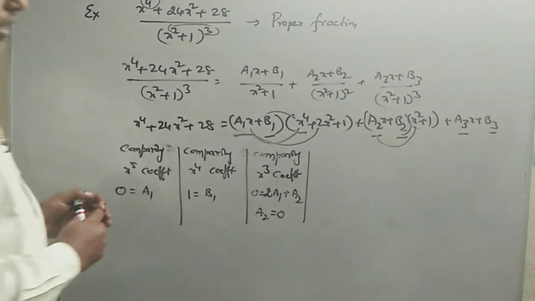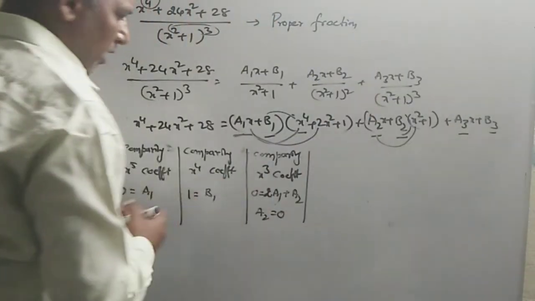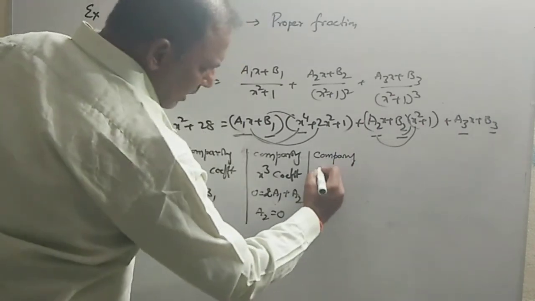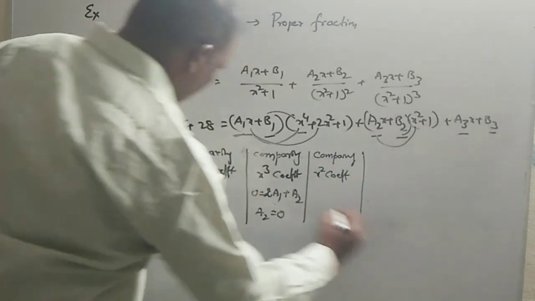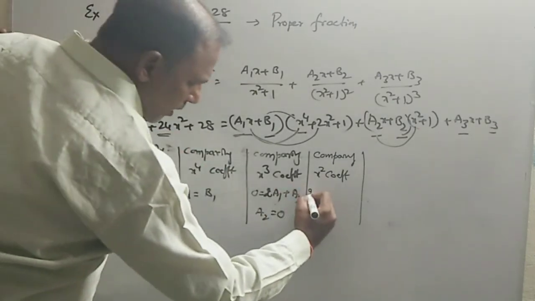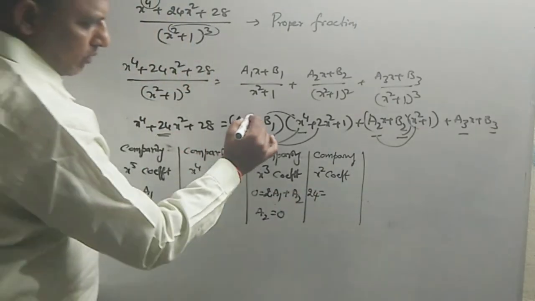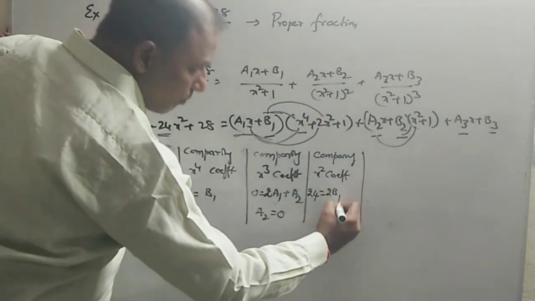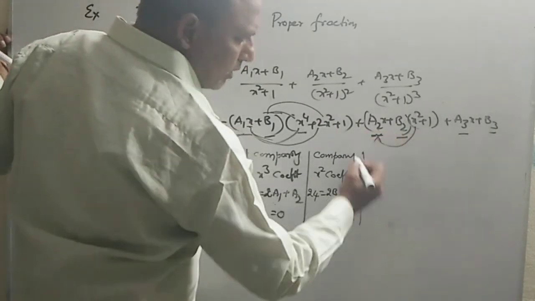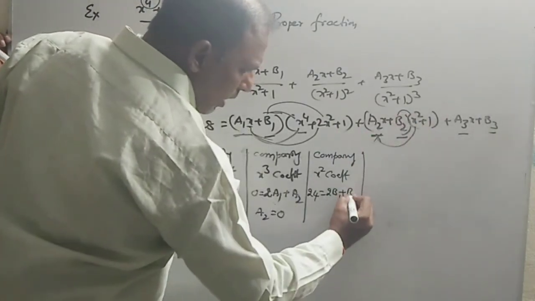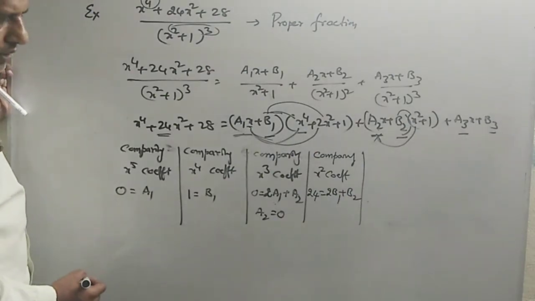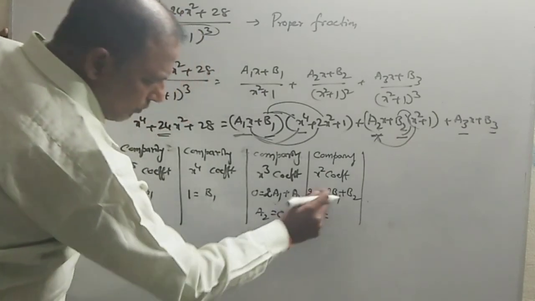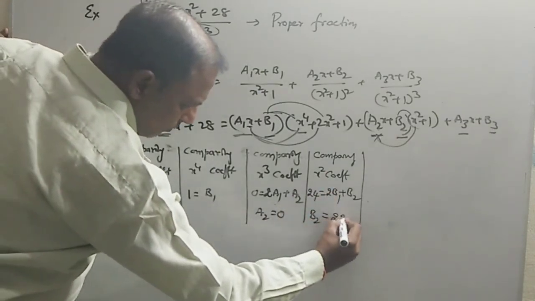Is it clear? And then if you take x square coefficient, comparing x square coefficient, look here, the x square coefficient here is 24. 24 is equal to, here the x square coefficient will not exist, therefore for b1 the x square coefficient is 2b1. For b2 it is plus b2, and there are no other coefficients. Since b1 is 1, b2 is 24 minus 2 into 1, that is 22.